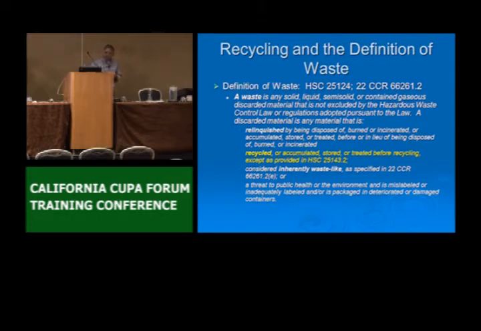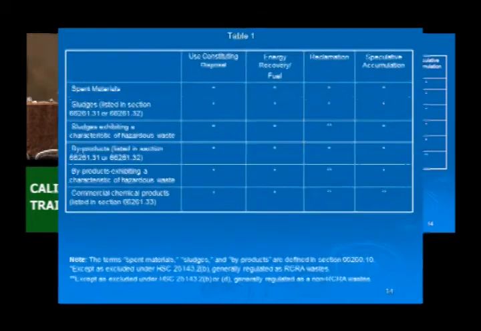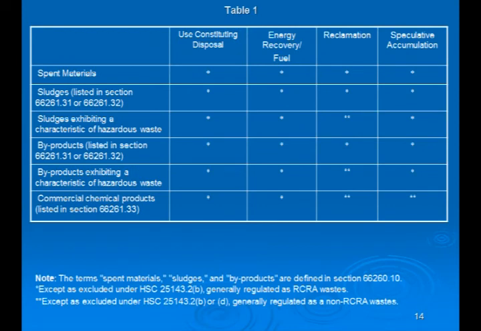All right. Also in 66261.2, there's a table, or what some people call the dreaded table. Okay? This table applies only to recycling. It applies only in the context of recycling. You know, often I'll see people start to talk about this table in the context of disposal or something else, and that's inappropriate or incorrect. Okay? Down the left-hand side of the table, you have a whole bunch of types of materials.